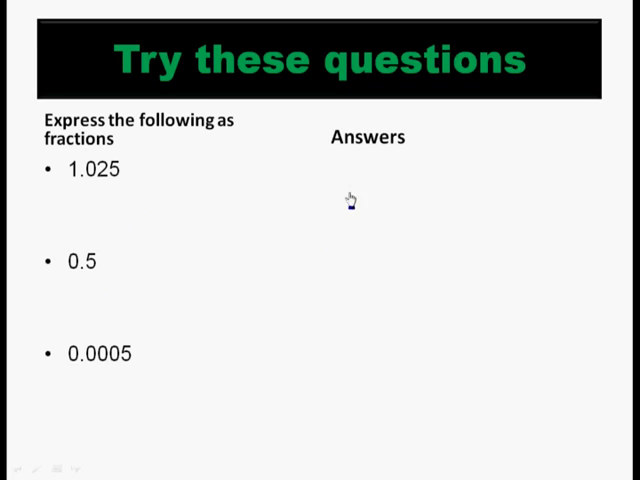Let's see what your answers are. Did you get 1 and 1/40th? I hope so. If not, return to the example. Did you get a half? I guess you did. I know you did. But if you did not, return to the example. Did you get this one? Of course you did. And if you did, give yourself a clap. But if not, you need to do something about yourself. And that is go right back to the example.